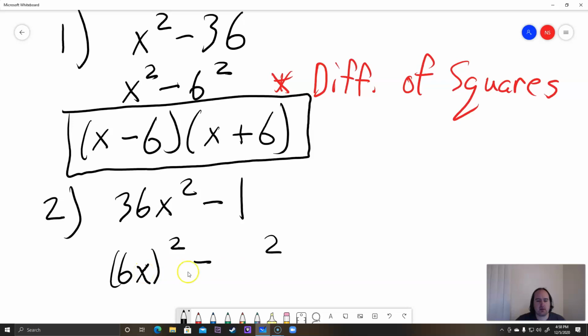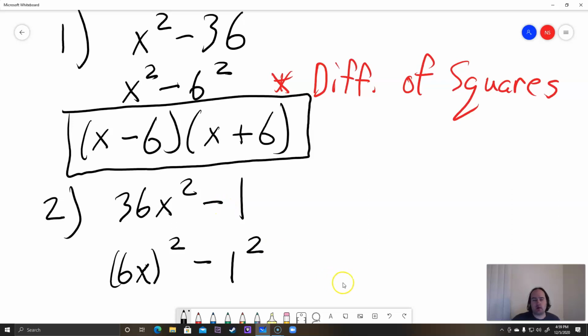Okay? And then the other question is, what do I write here? Well, what squared gives me 1? Well, 1 times 1 is 1, so 1 squared gives me 1. So here we're going to write minus 1 squared. And remember, the reason that works is the square doesn't actually apply to this minus, right? The square only applies to the 1. So 1 squared is 1, and then there's a minus out front, so that gives you negative 1.